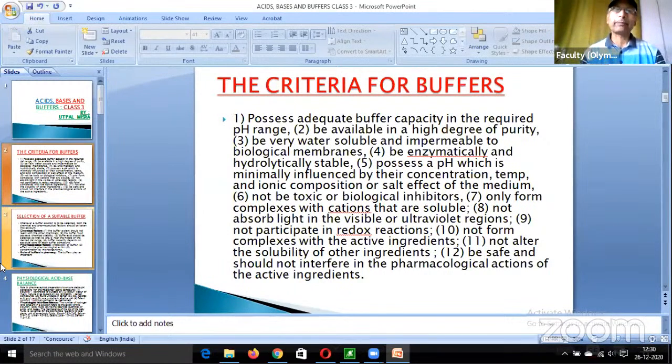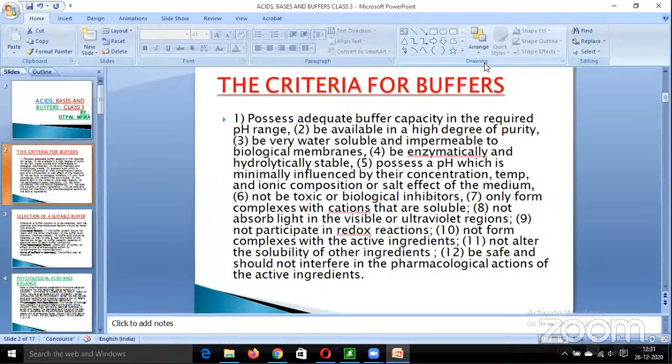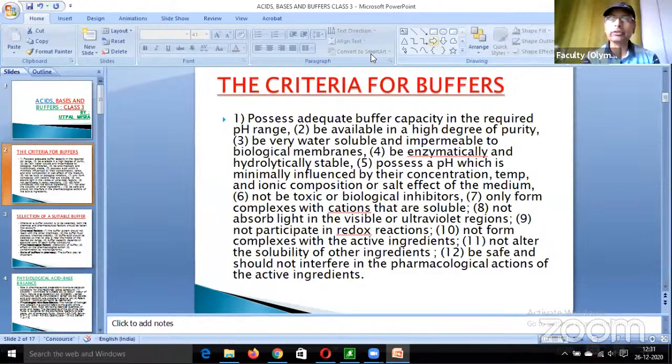It should have adequate buffer capacity in that particular pH range. It should be very water soluble, and it should be impermeable to biological membranes. It should not cross the biological membrane to go inside. It should be enzymatically and hydrolytically stable, such that in your biological system it should not be degraded by any enzymes or any hydrolytic process. It should possess a pH which is minimally influenced by its concentration. And it should not be toxic, or be a biological inhibitor. It should not inhibit any biological actions or biochemical reactions.